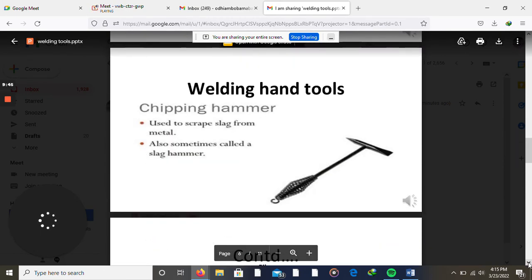So then we have welding hand tools. In this case, we have a chipping hammer. A chipping hammer is used to scrape slag from metal. As you can see, after welding, the slag that is formed on the top of the weld is supposed to be removed. So you use a chipping hammer, because as you can see, it has a sharp edge that can help you easily remove the slag.